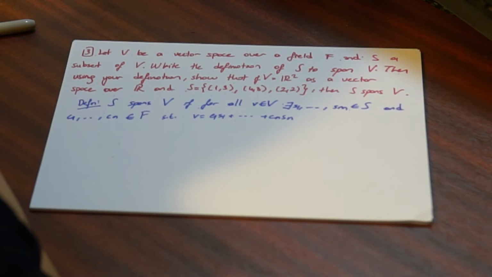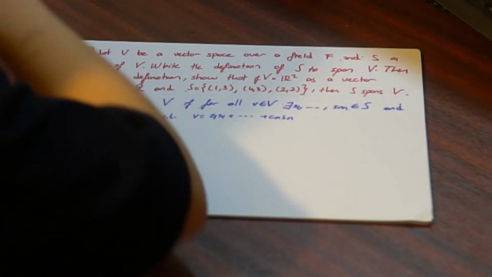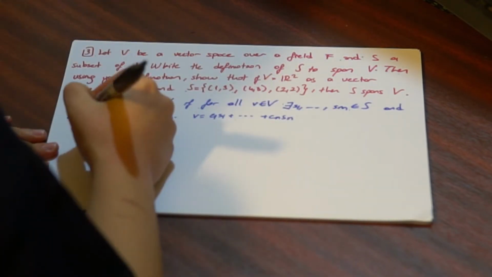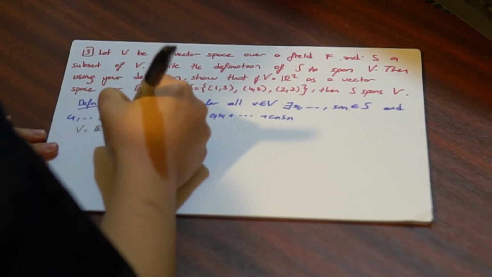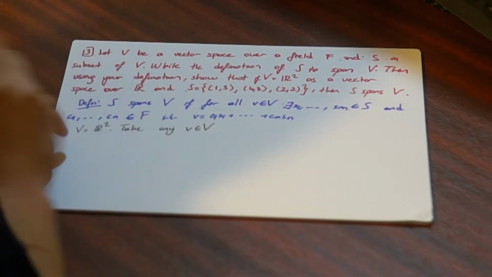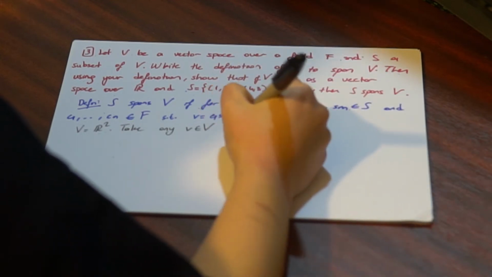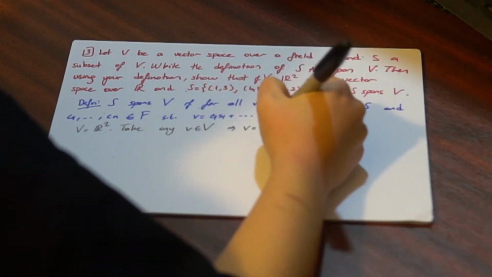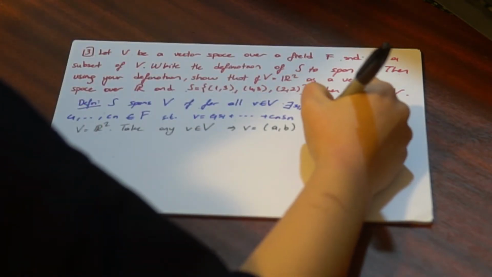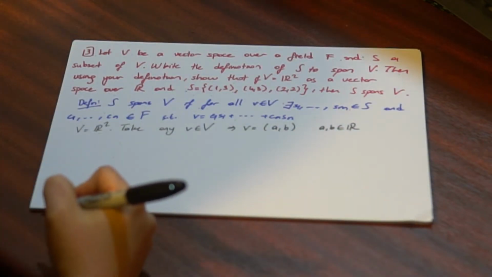Now in this question, as V we have R squared, right? So take any element inside of this V, R squared. Then v will be of the form (a, b), and these a and b are in R. And we need to show that.